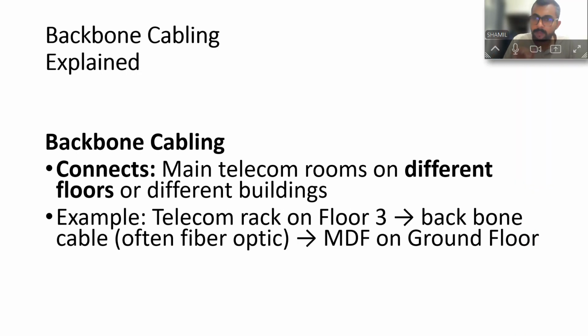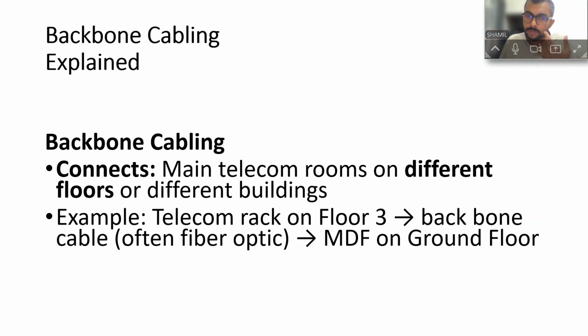Now coming to the backbone cabling. In backbone cabling, you are connecting different telecom rooms on different floors or different buildings. As you have seen in the previous picture, in the first slide which I have shown you, the telecom rack on one floor is connected to the main rack, which is located on the ground floor. So the connection is established between different floors.